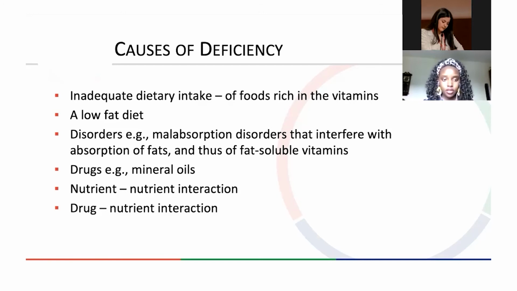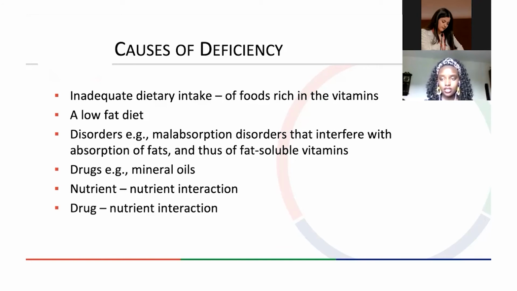And the other could be disorders, for example, the malabsorption disorders, which interfere with how the minerals and the vitamins are absorbed by the body. We also have drugs like mineral oils, which also prevent the optimal absorption of vitamins or minerals. At times, we also have nutrient-to-nutrient interaction. For example, you could have calcium and iron, and the body has a higher affinity for one of the nutrients, so it tends to absorb one nutrient more than the other.